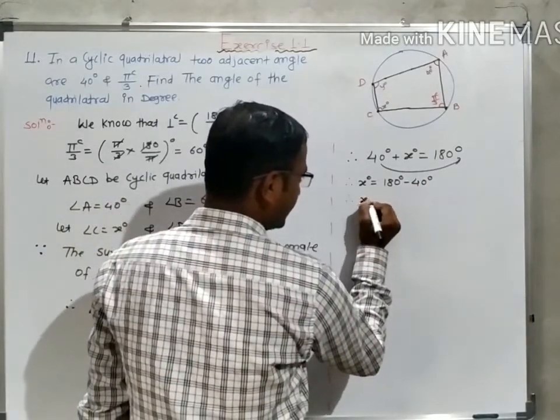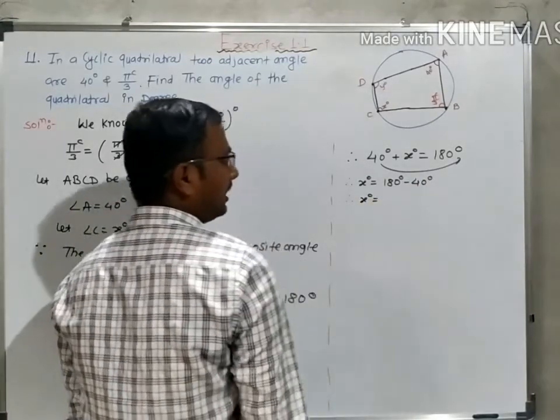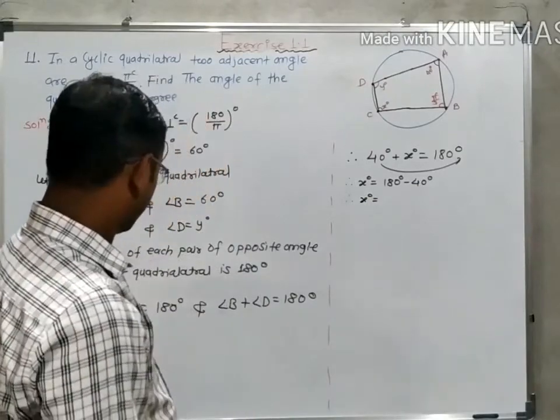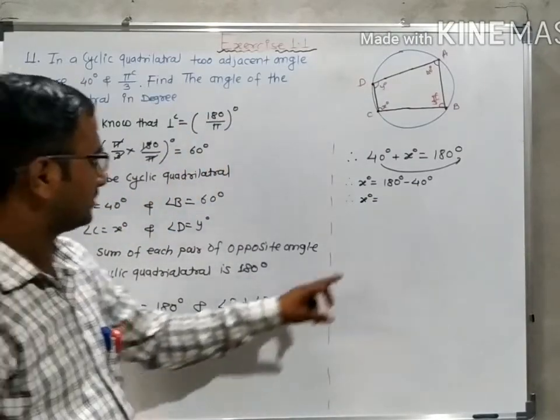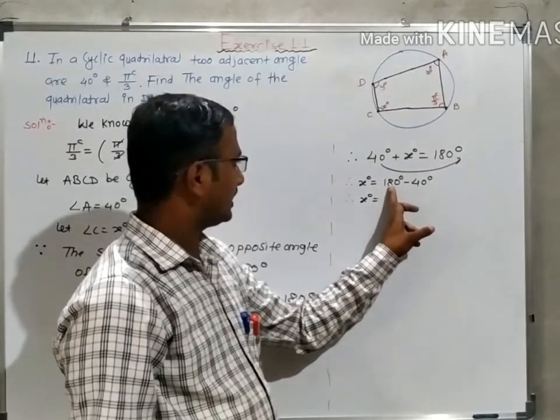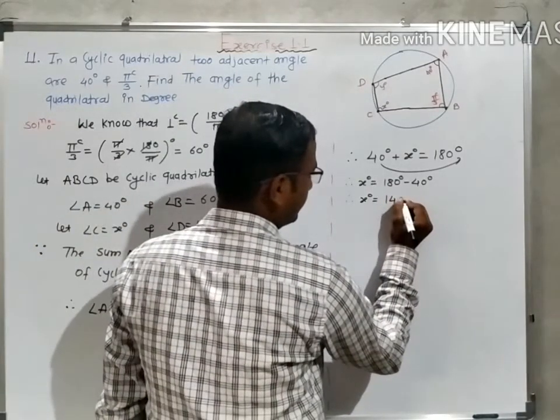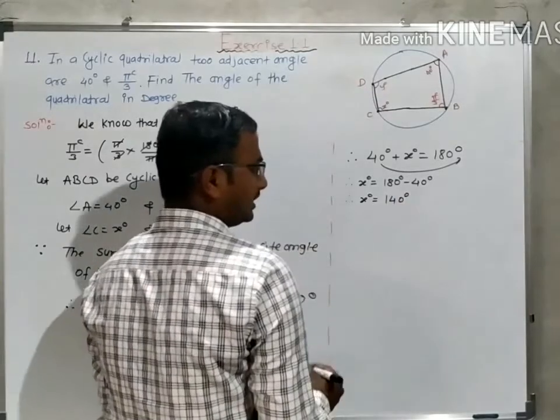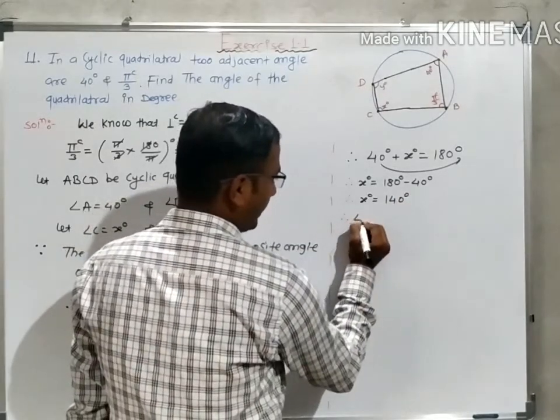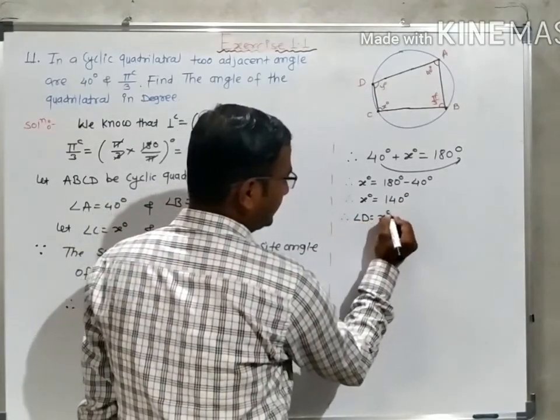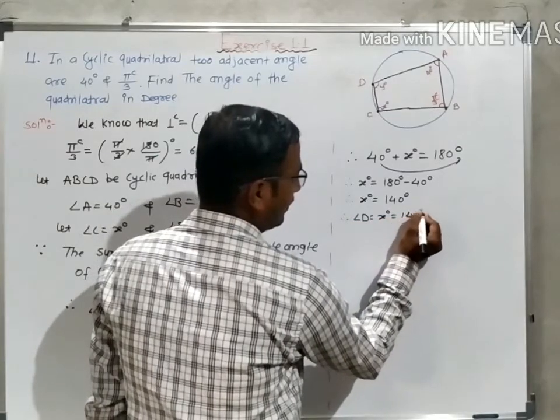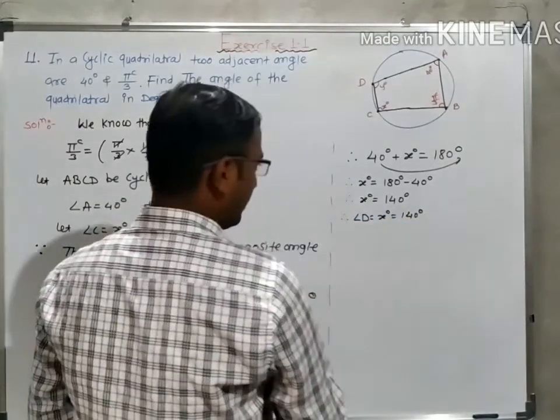So x degree is equal to 180 minus 40, so this is 140 degree. Therefore angle C is equal to x degree, which is 140 degree.